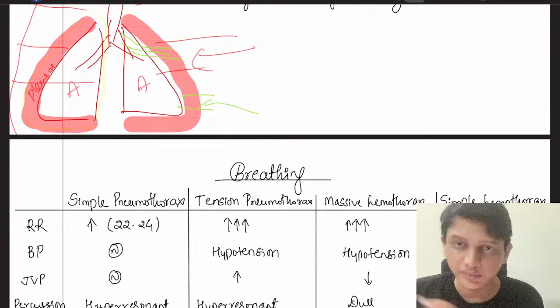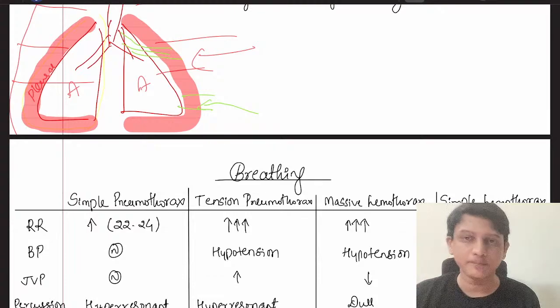What is hemothorax? In the same pleural space, instead of air, blood is accumulated because of some vessel injury. If a little bit of blood is accumulating there, then we call it simple hemothorax. And like I said, if there's a massive collection of blood there, it's called massive hemothorax.